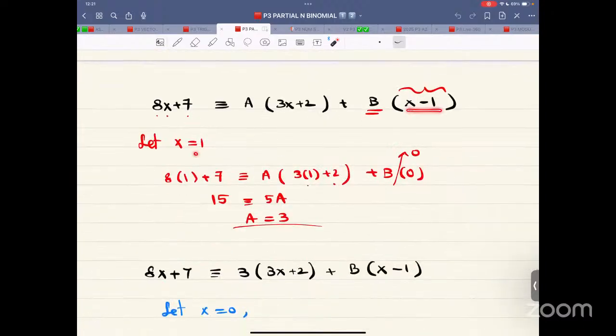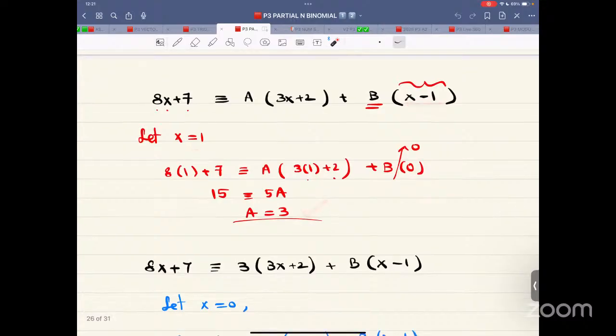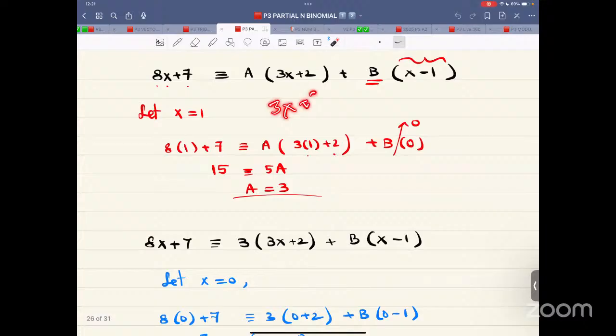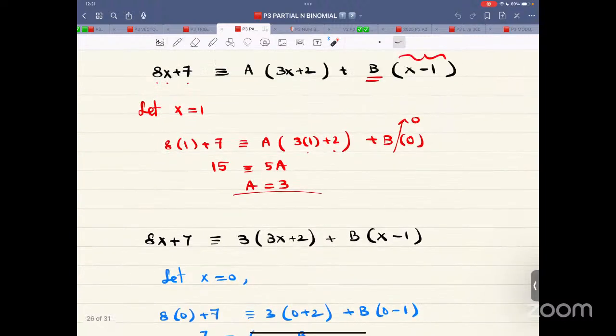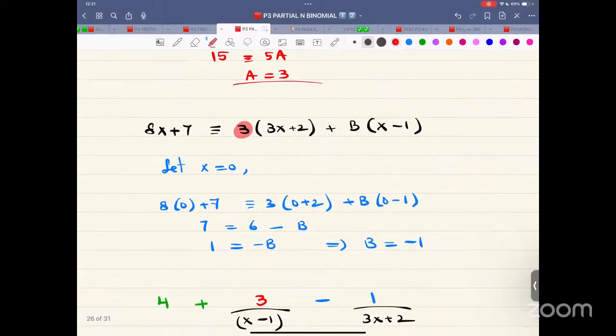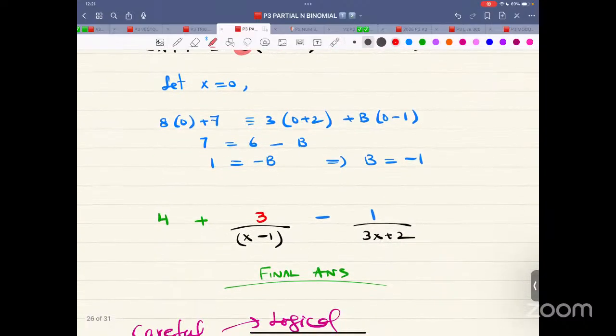Let x equal 1, a comes out to be 3. Let x equal 0. I could have chosen 3x plus 2 equals 0, x is minus 2/3, but I'm not choosing that. What I'm doing is plugging in the value of a. So a is 3. Now let me choose any simple value, which is 0, and I find the value of b. And the value of b is found. So now this is the answer for the partial fraction.